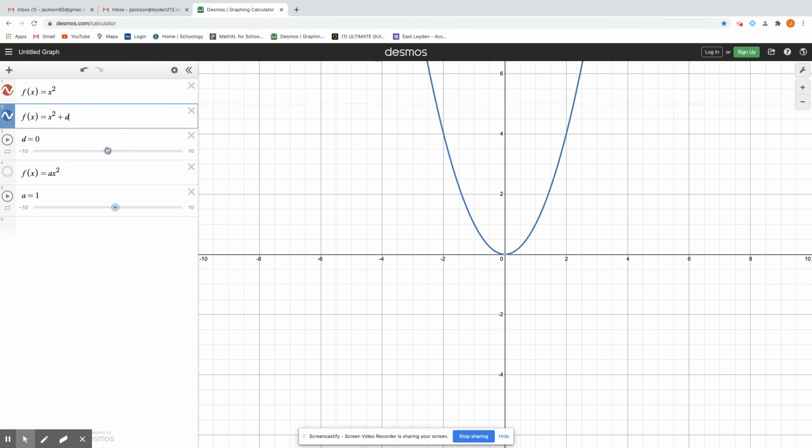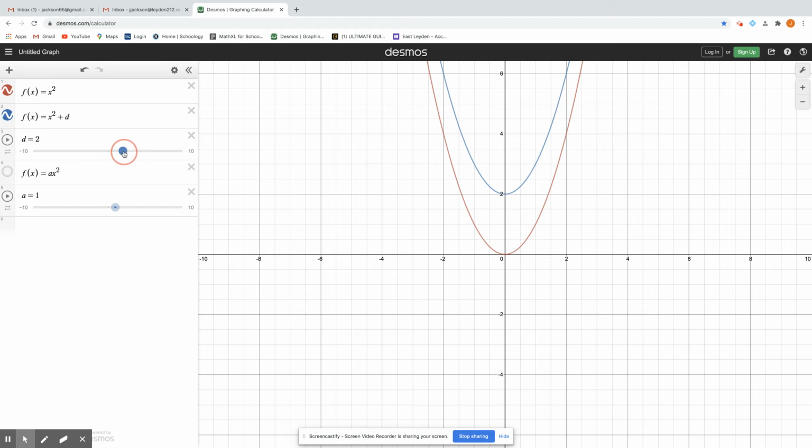So here's my slider for D. When I take D and increase the value, watch the parabola move up. I don't know how good your screen resolution is, but watch the vertex. The vertex is what we're really moving.